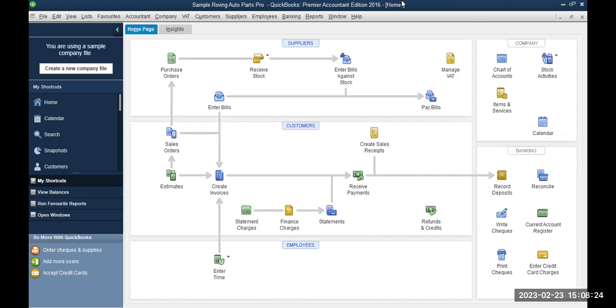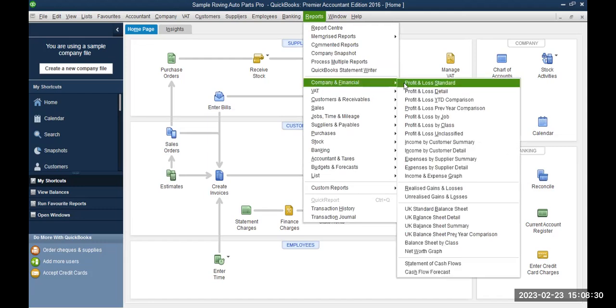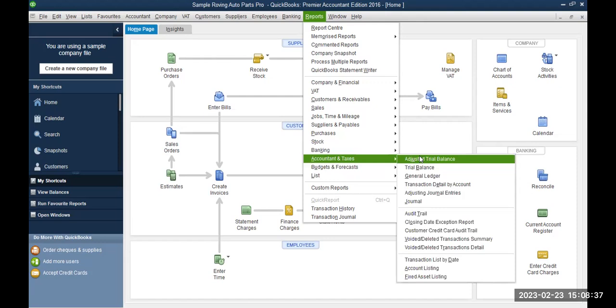Which other report would you be interested in? Let me see. You've gone through most of these reports. Under Accountant and Taxes, if you had any adjustment in your trial balance, you get an adjusted trial balance. Right now, we didn't make any adjustments, so we don't have that. The trial balance I've shown you. If you had any adjusting journal entries, you can get a list of that. I've shown you how to get the audit trail.